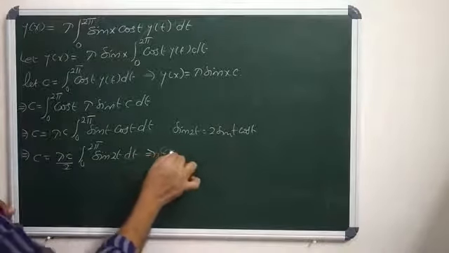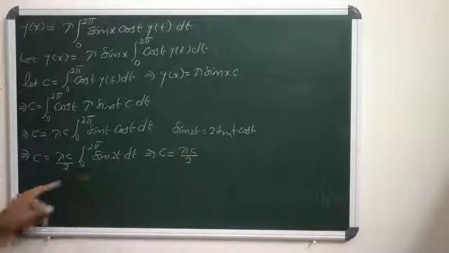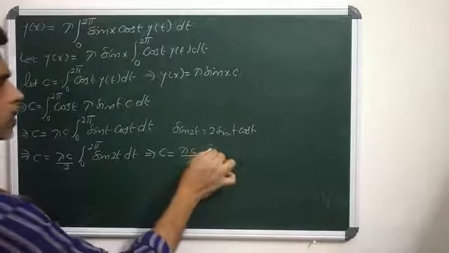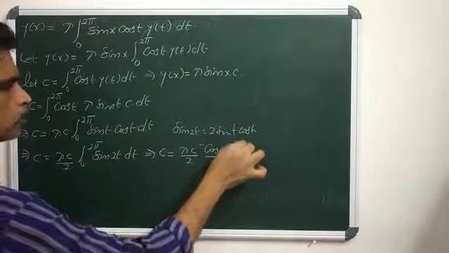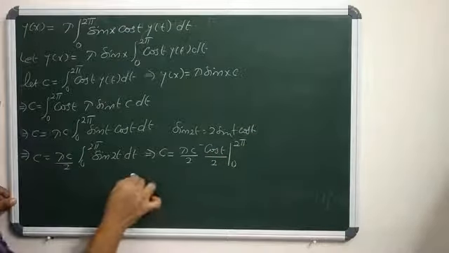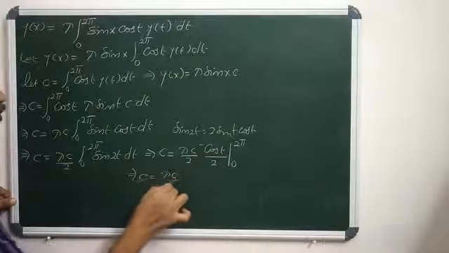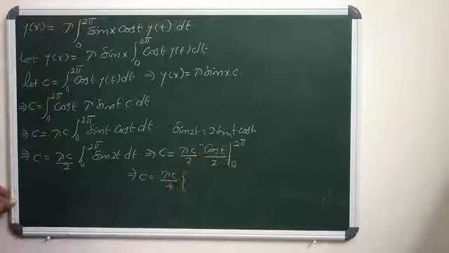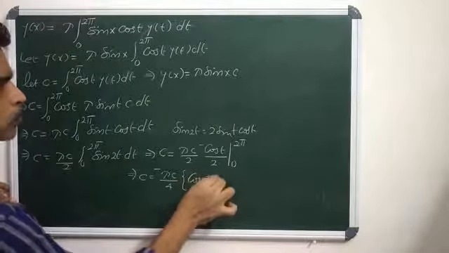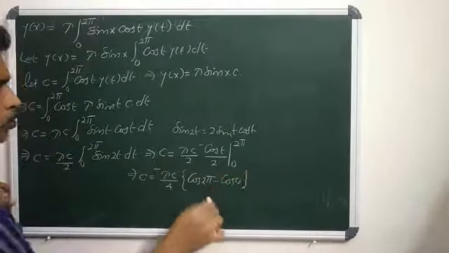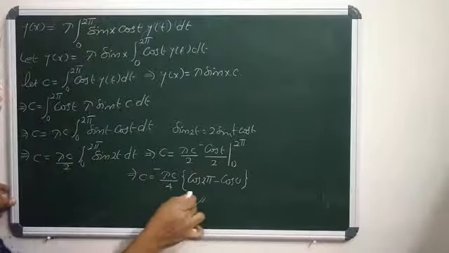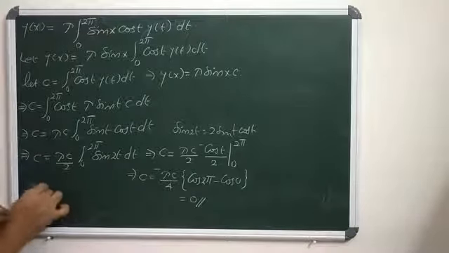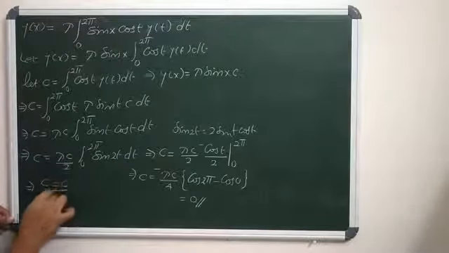That means c equals lambda c by 2 into, integrating sin 2t, minus cos 2t by 2, from 0 to 2 pi. That means c equals minus lambda c by 4 into cos 2 pi minus cos 0. So cos 2 pi is 1, cos 0 is also 1, so it equals 0. Agreed. So c equals lambda c into 0, which means c equals 0.